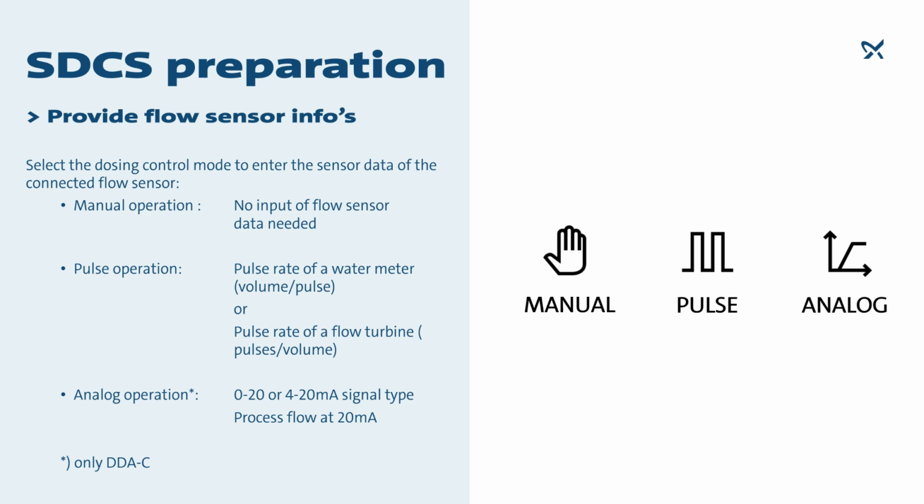Pulse operation, the pulse rate of a water meter with the unit volume per pulse or a flow turbine with the unit pulses per volume can be entered. Analog control, the new DDA also supports proportional dosing using a connected analog flow sensor signal. In the next step you have the option of entering the analog scaling of the sensor.